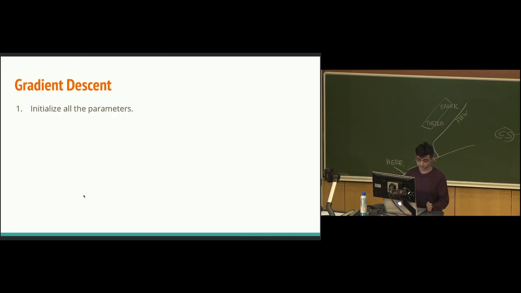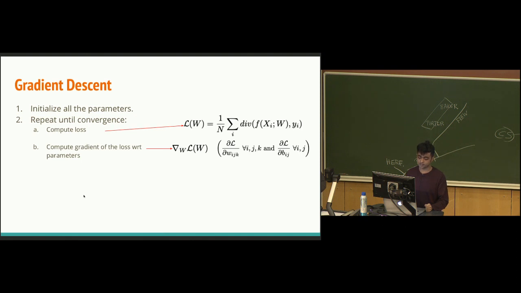So now this is basically a recipe for optimizing or for learning any arbitrary function if you have a neural network. So you first initialize all the parameters, and then you want to perform gradient descent until convergence. So for that, you compute the loss, and the equation for the loss we've already seen in the previous slides. Then you compute the gradient of the loss with respect to the parameters. And this is nothing but just the derivative of the loss with respect to each individual parameter of the neural network. So that includes each weight of every layer and each bias of every layer.